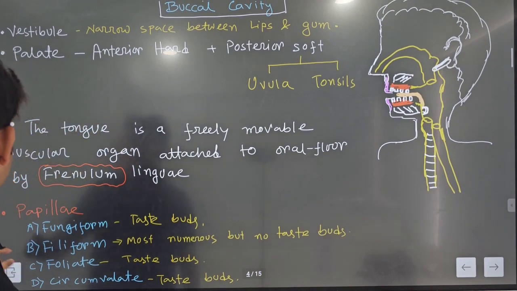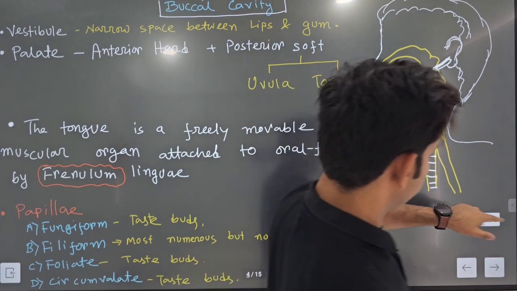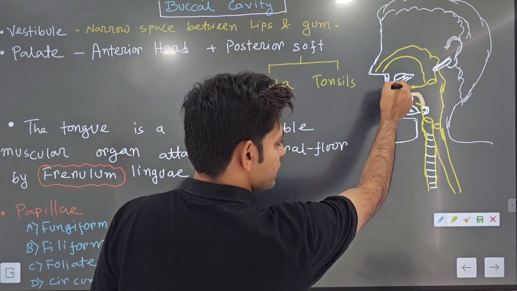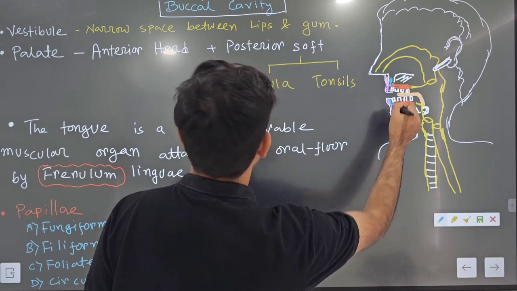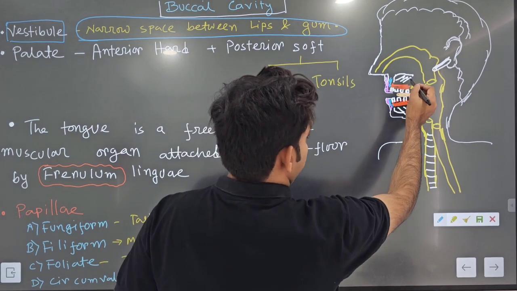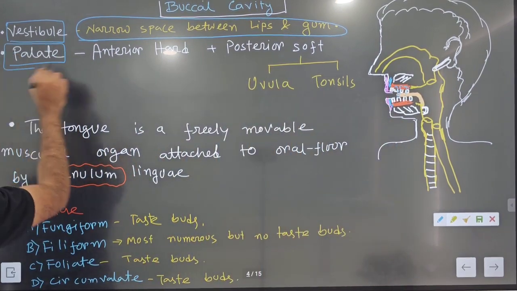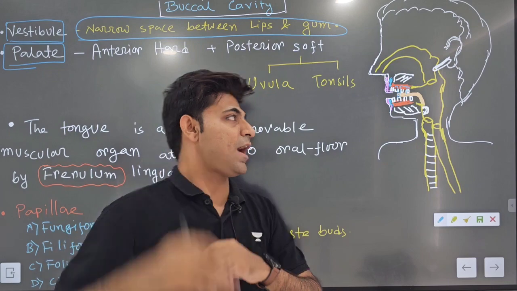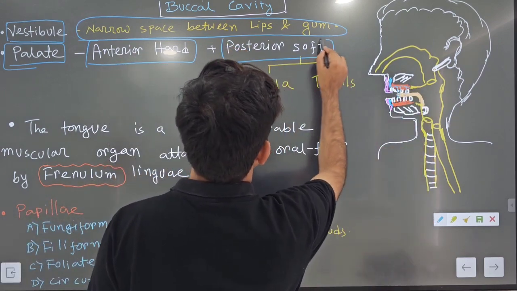Okay, so now let's come to the buccal cavity. The initial part of the buccal cavity is guarded by lips, upper lip and lower lip or labium. Now the narrow space between the lip and gum is called the vestibule. Now the upper floor of the oral cavity, or rather the roof of the oral cavity, is called the palate. The palate has two parts: anteriorly the hard palate and posteriorly the soft palate.